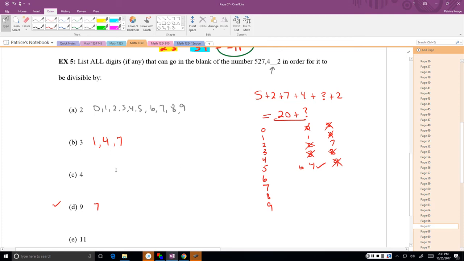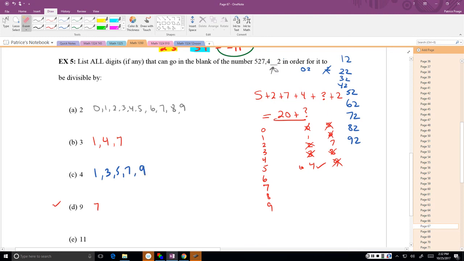Okay. To be divisible by 4, what has to happen? These last 2 digits have to be divisible by 4. So if I put a 0 in there and got 02, which is 2, is that divisible by 4? No. If I put a 1 in there, is 12 divisible by 4? Yes. If I put a 2 in there and got 22? No. 32? So I could put a 3. 42? 52? Yes. 62 divisible by 4? 72 divisible by 4? 82? Nope. 92? Yeah.